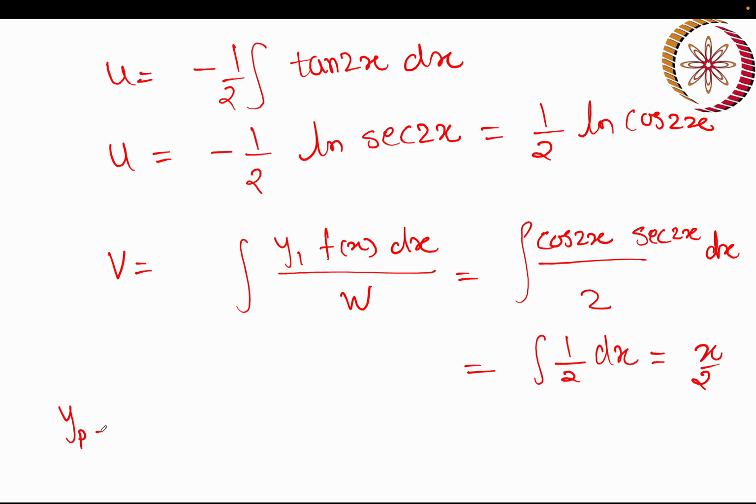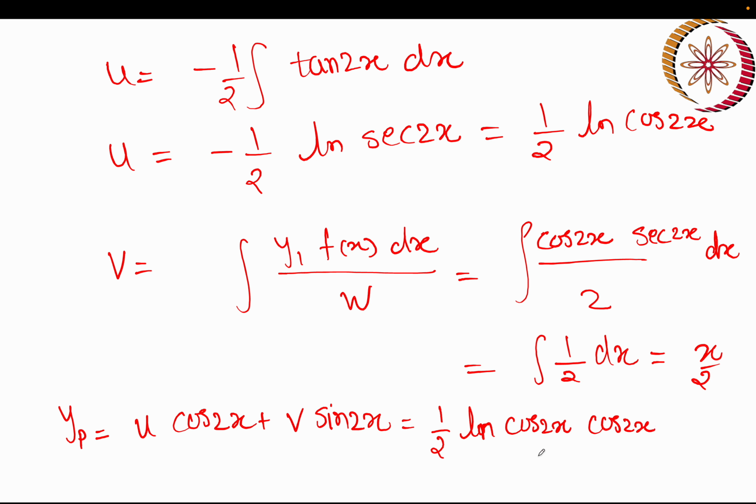Okay, so y particular we will now write as u into cos 2x plus v into sin 2x, which is, with u we have, half of natural log of cos 2x, plus x sine of 2x by 2. Okay, so this is the particular solution that we got.